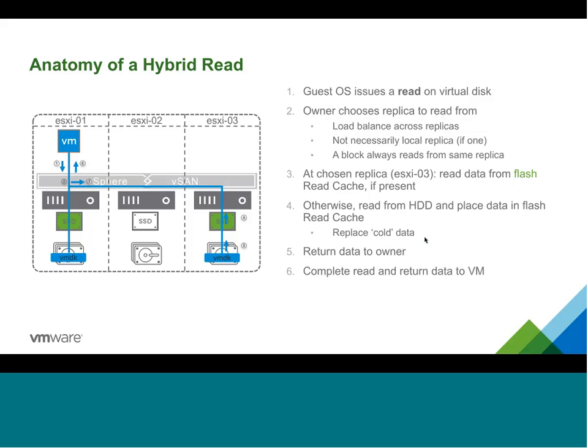Okay. Now, how is a read happening? We covered write. Now let's talk about a read. So the guest issues a read on a virtual disk. Now the owner chooses the replica to read from, and it load balances across the replicas. It's not that there's a single location or a local replica. Even if there is a local replica, it's not necessarily that the local replica will serve. Depending on the load of the local disks or the writes, it will choose a replica which has less load, right?